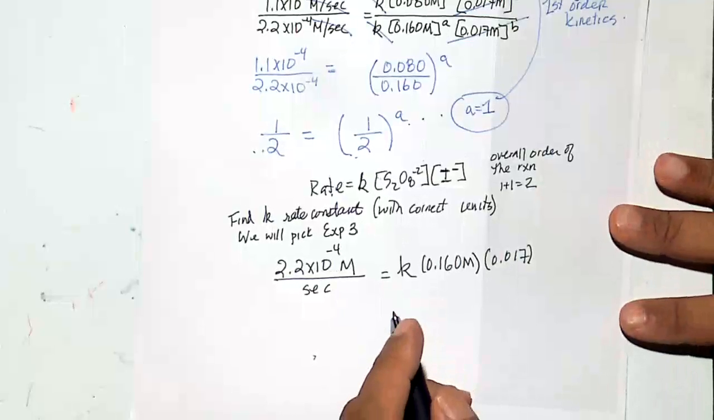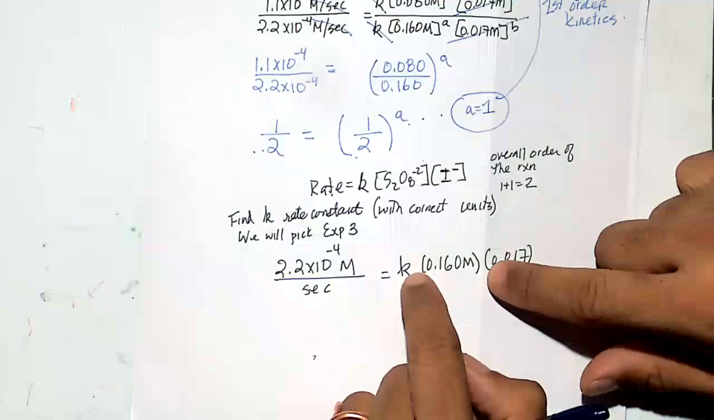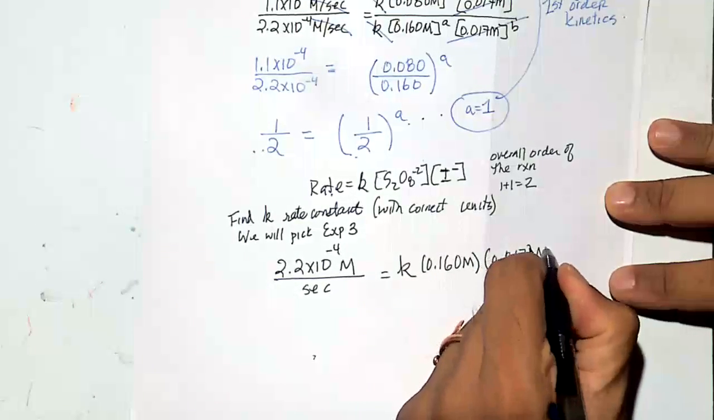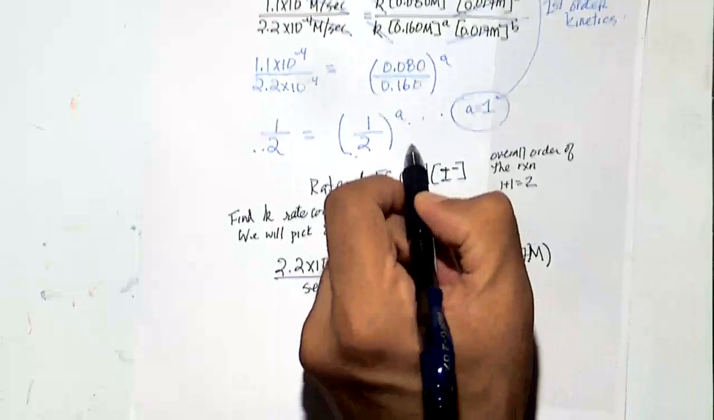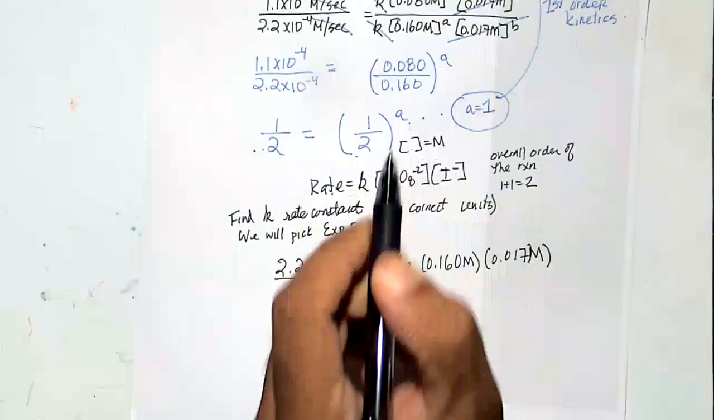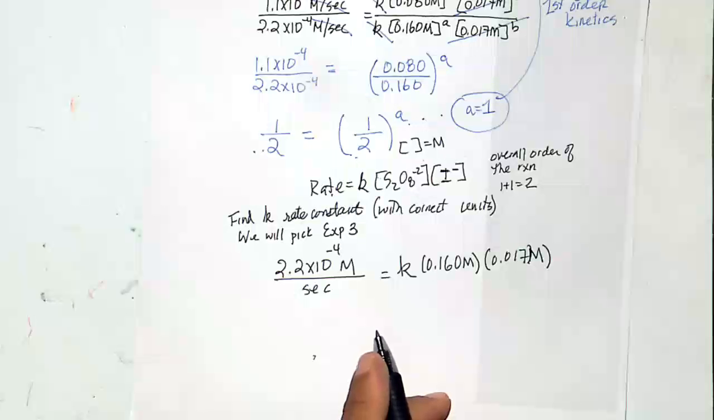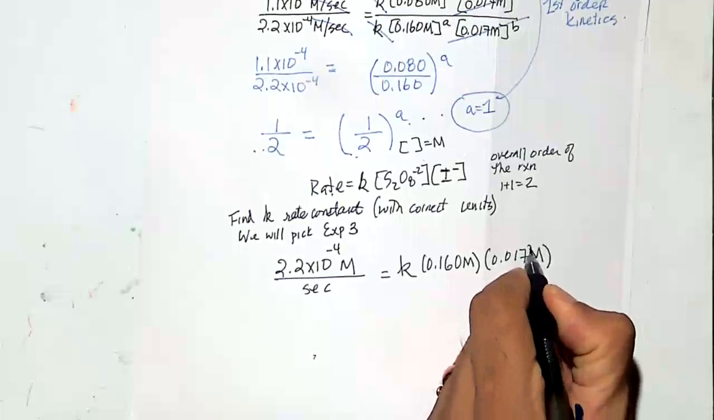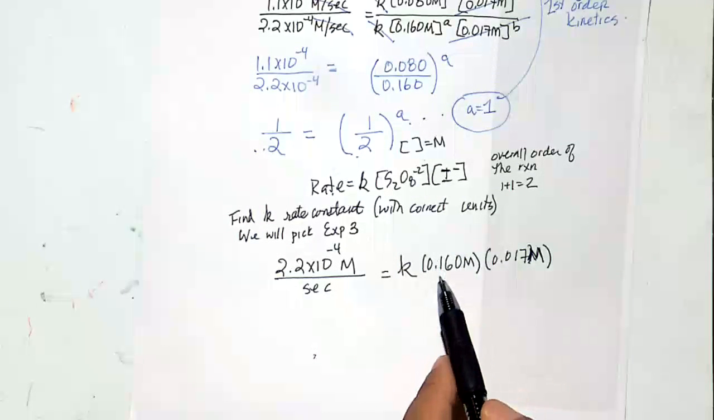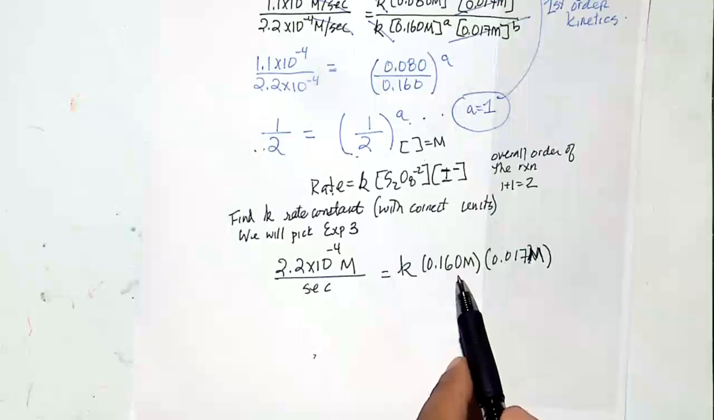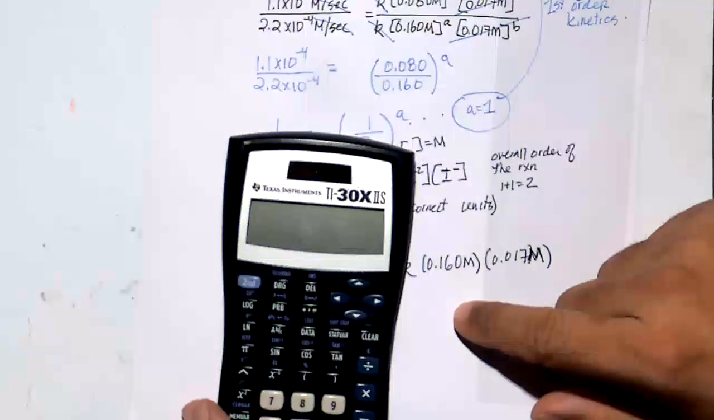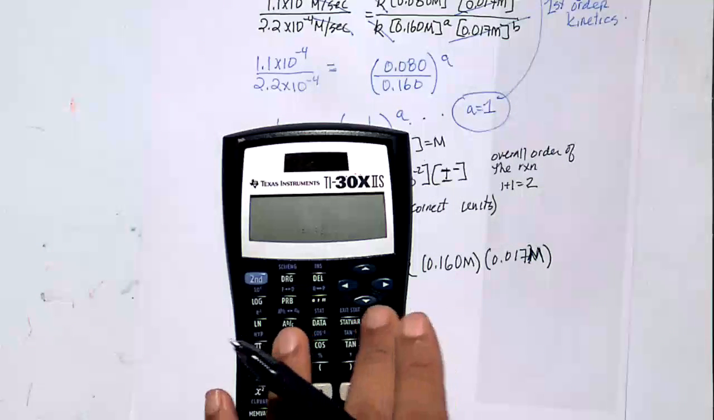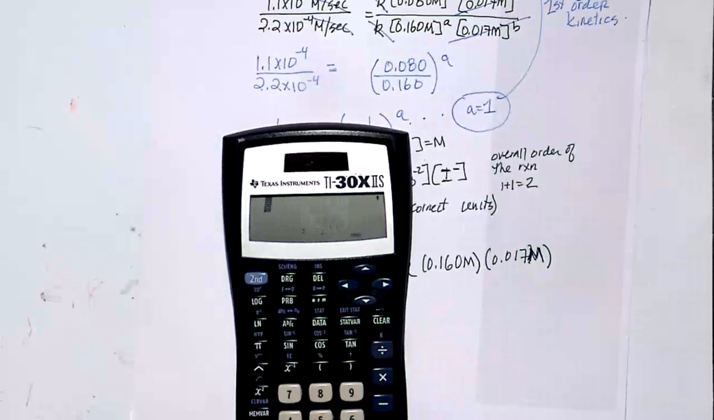Good. All right, so let's do our math here. By the way, this is M. These brackets mean M, which is moles over liter, which was one of the test questions in our last exam. All right, so what's 0.16 divided by 0.017? And that is M squared. 0.16 times 0.017. M times M is M squared.